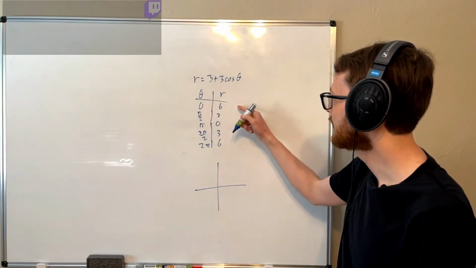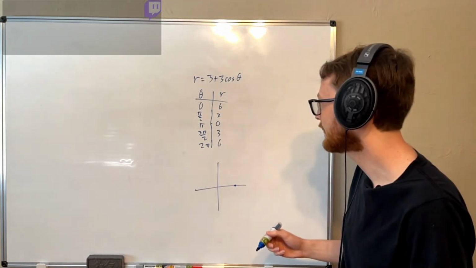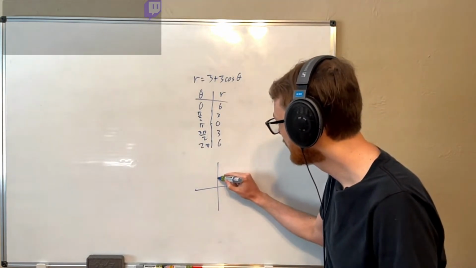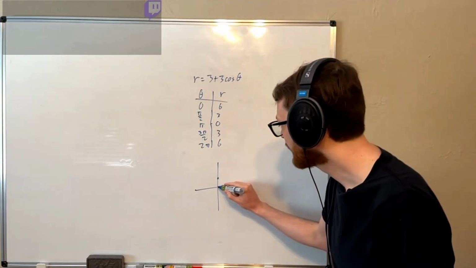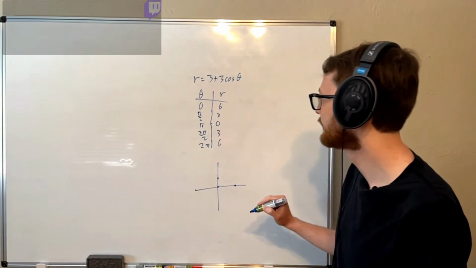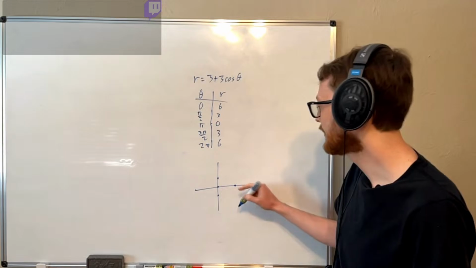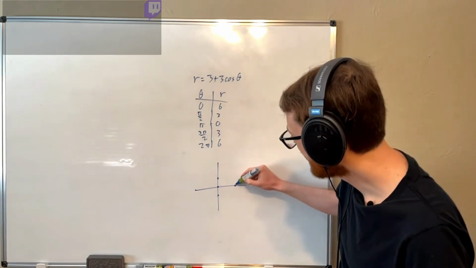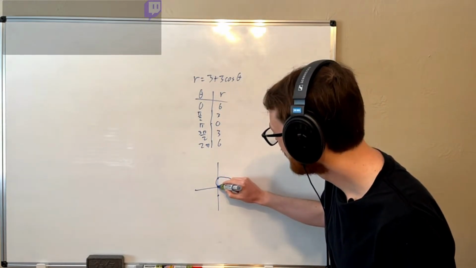So theta equals 0, r is 6, just call 6 that far out arbitrarily. At pi over 2, we're at 3. At pi, we're at 0. At 3 pi over 2, we're at 3. Then back around to 2 pi, we're back at 6. So I would guess it's a cardioid that looks something like that.